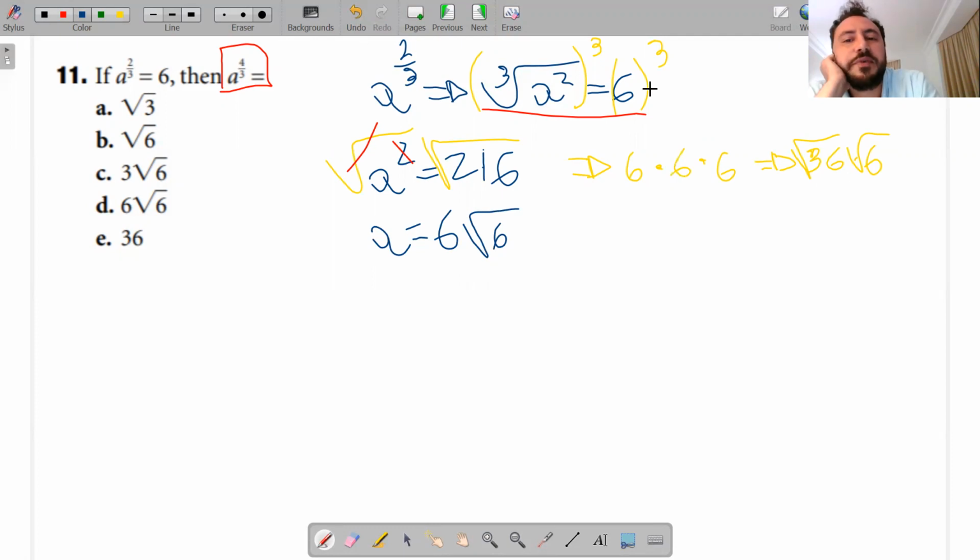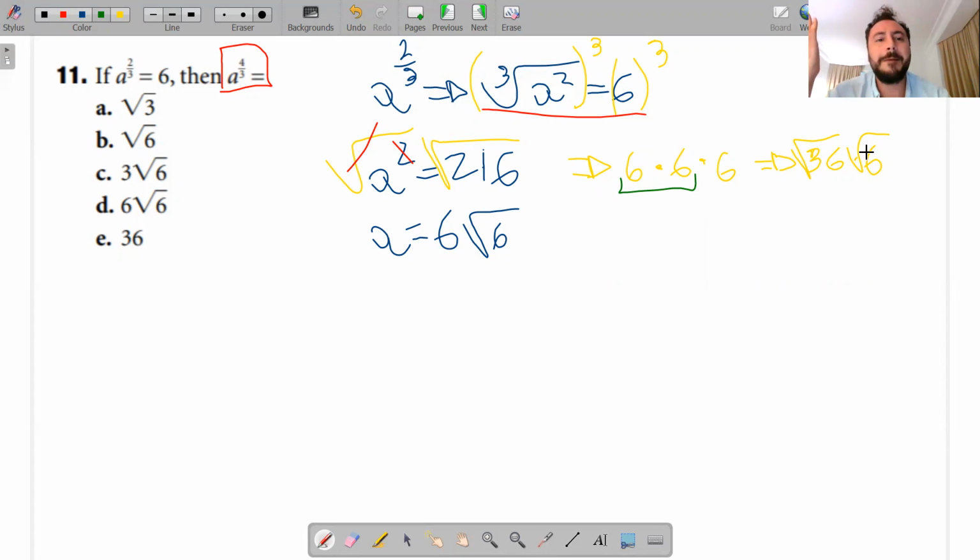Again, before we had 6 to the power of 3. Since now we are writing a square root, this 6 to the power of 3 can be written as 6 by 6 by 6. We take into consideration just these two 6s, and they're going to be out of the square root because their multiplication is 36. The square root of 36 is just 6, and this one stays there. So I found my value of a.